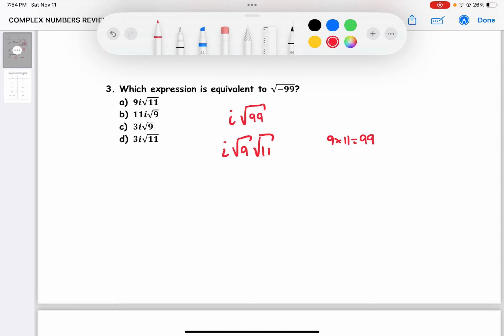And the square root of 9 is 3. So we'll get 3i root 11, right? The square root of 9 is 3, so I replace the square root of 9 with a 3. And now I have 3i root 11. The root 11 I cannot simplify any further because it's a prime number. So this is where I'll end, at 3i root 11.